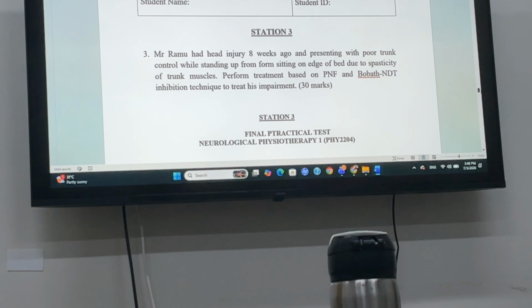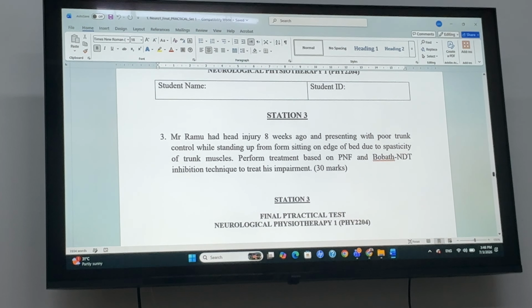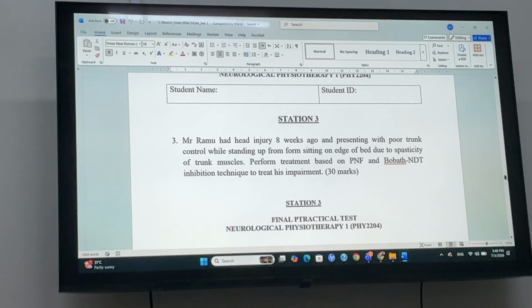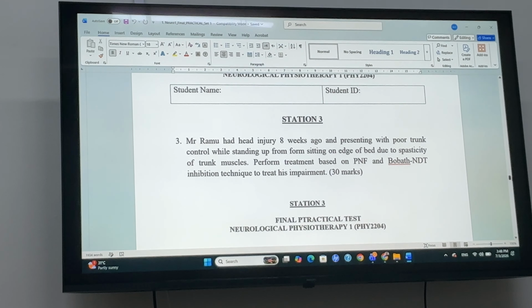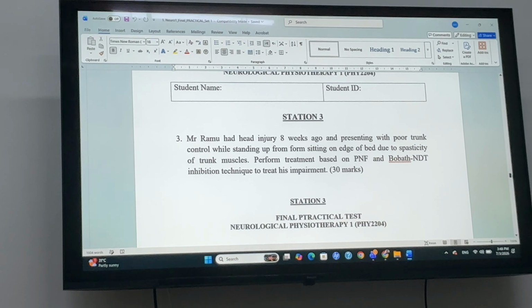After this, we are going to practice. So I give you a scenario, hypertonus, and it's already 3 o'clock.